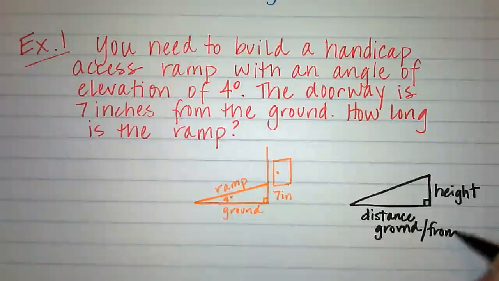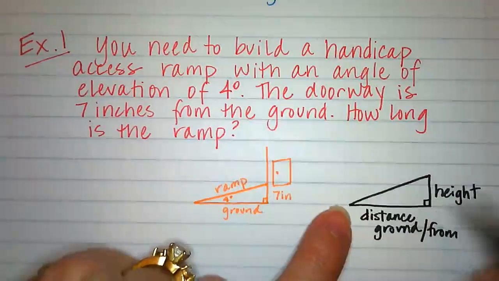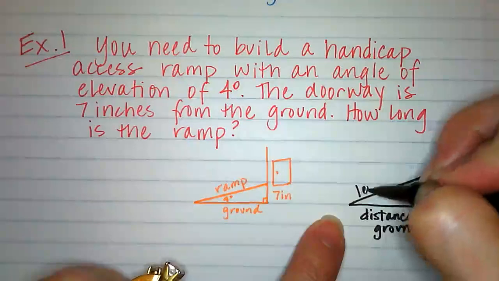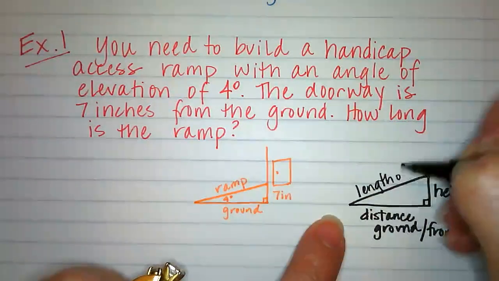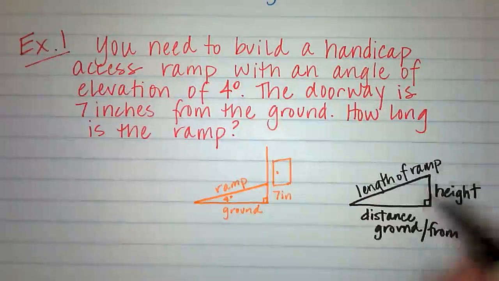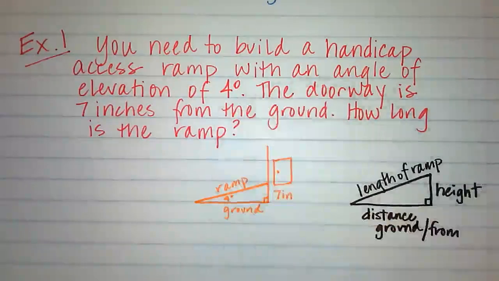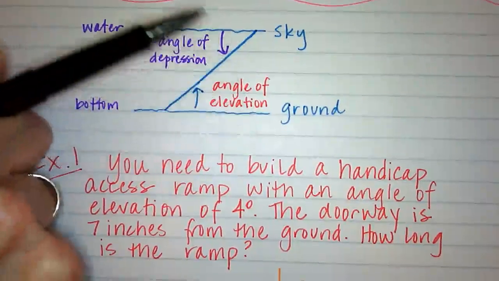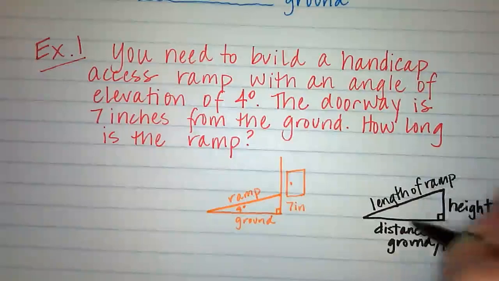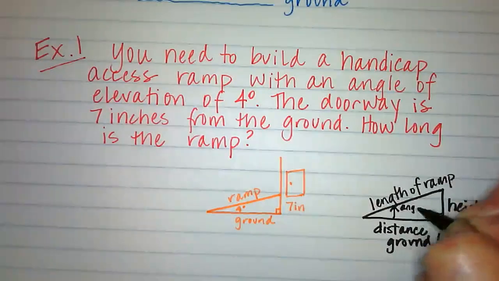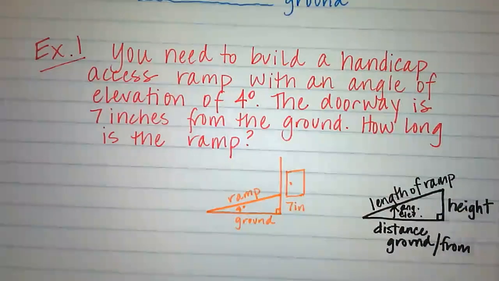So that is going to be just the straight distance, but the length of the ramp. So this would be the length of the ramp right up here. All right. And then again, from up here, angle of elevation goes from the ground to the hypotenuse. So the ground to the hypotenuse. So that right there is your angle of elevation.